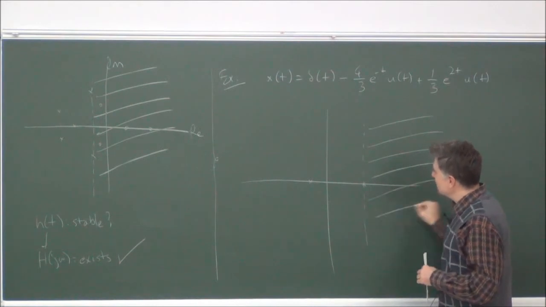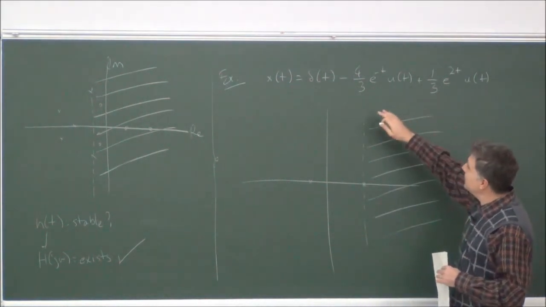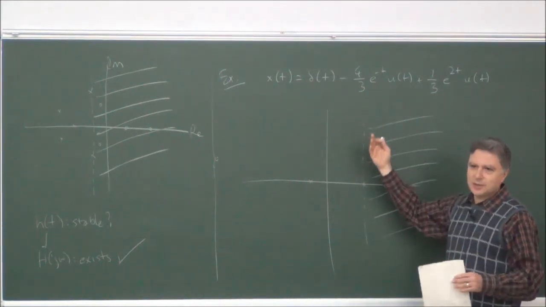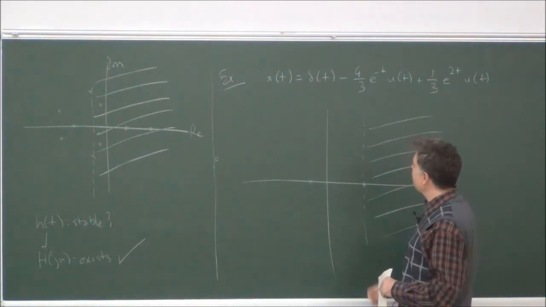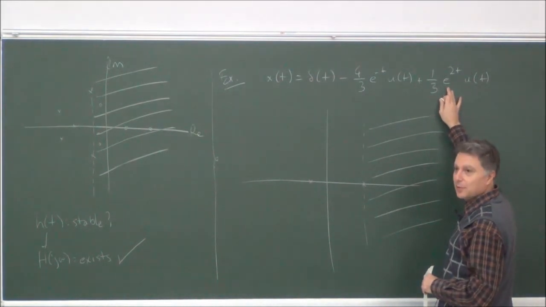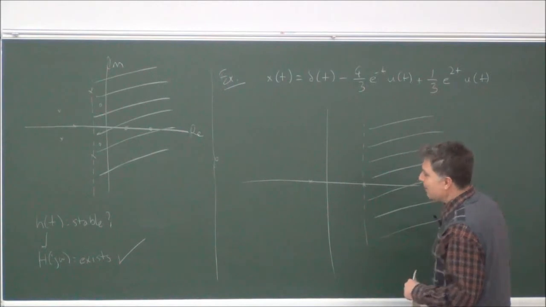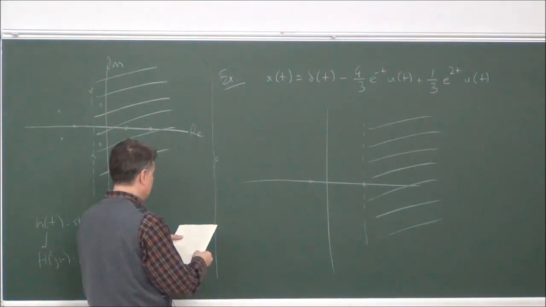And does it include the j omega axis? No. Therefore, we say that if this is an impulse response, somehow, not x of t, but h of t, in other words, then it will be an unstable system. And we can see that instability from here as well. We apply an impulse, and the impulse response is blowing up as time goes to infinity. So this is an unstable system if it is a system.